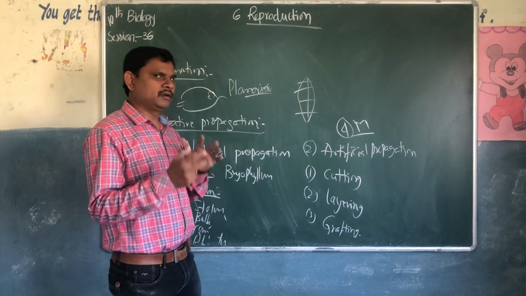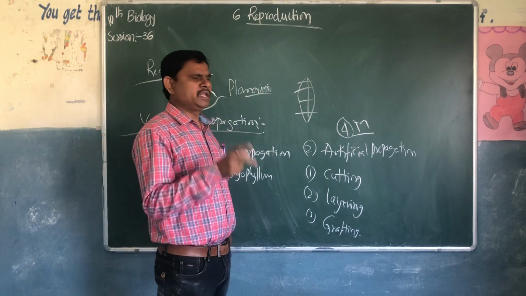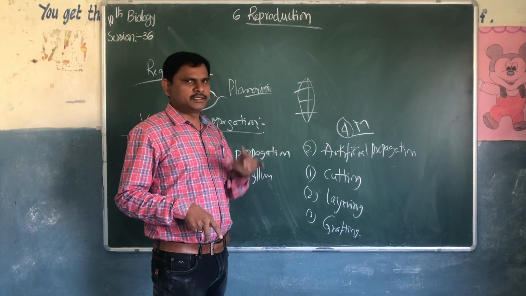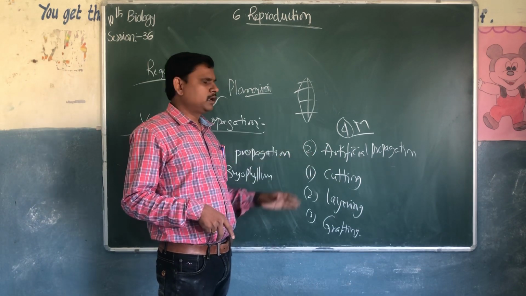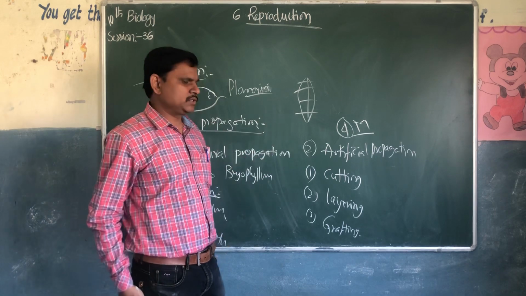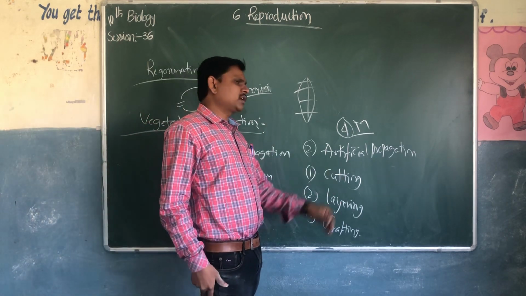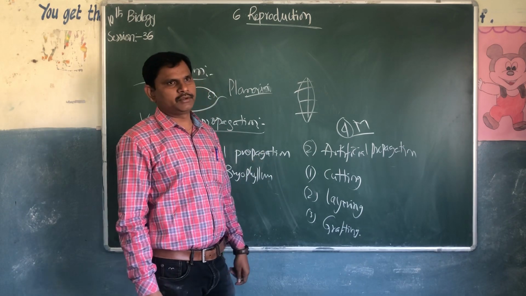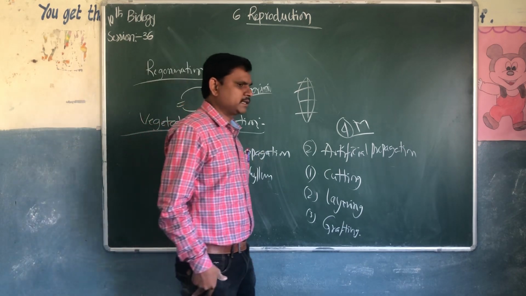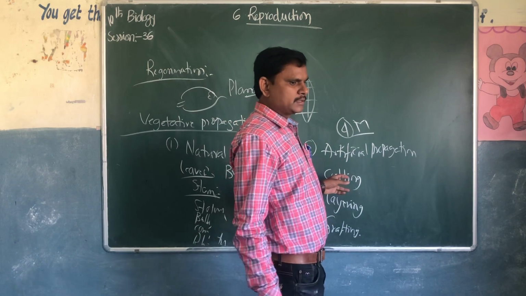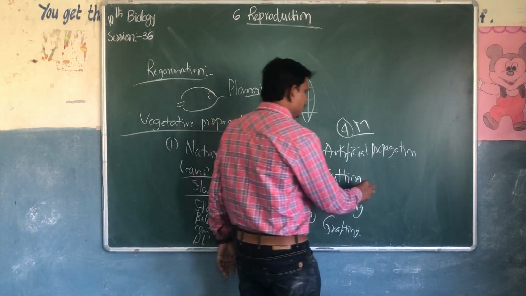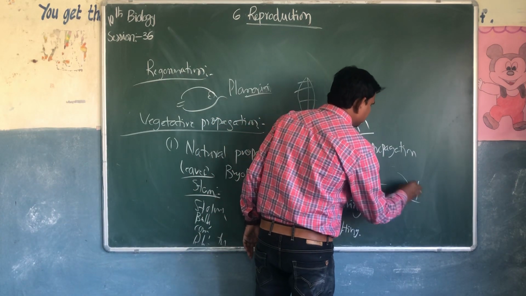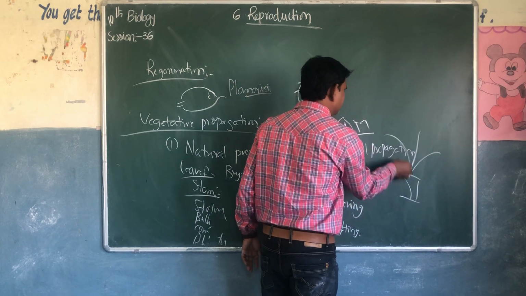Cutting, layering, grafting. It's very, very important. If they ask these questions, you can write about them and you have to draw simple diagrams. For example, cutting. You can take rose plants. The best examples are rose plants and hibiscus. So this is the rose plant.